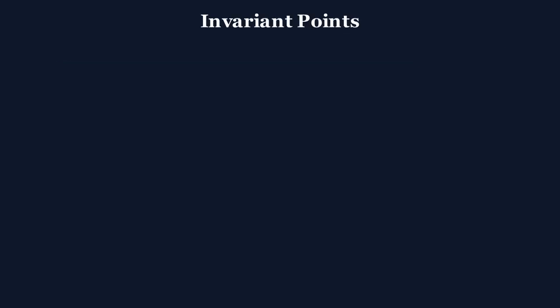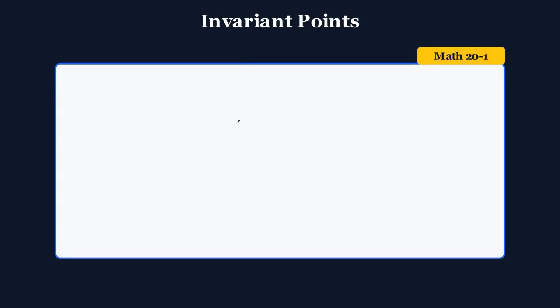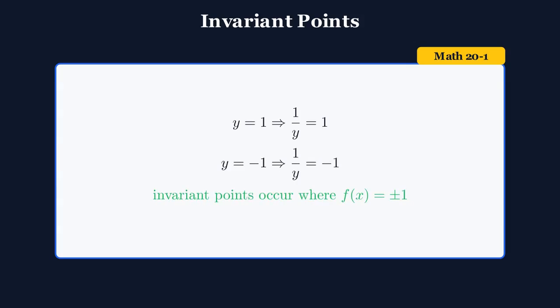Invariant points are points that stay in the same place after taking the reciprocal. This happens when the original y value is 1 or -1, because 1 over 1 is 1, and 1 over -1 is -1.